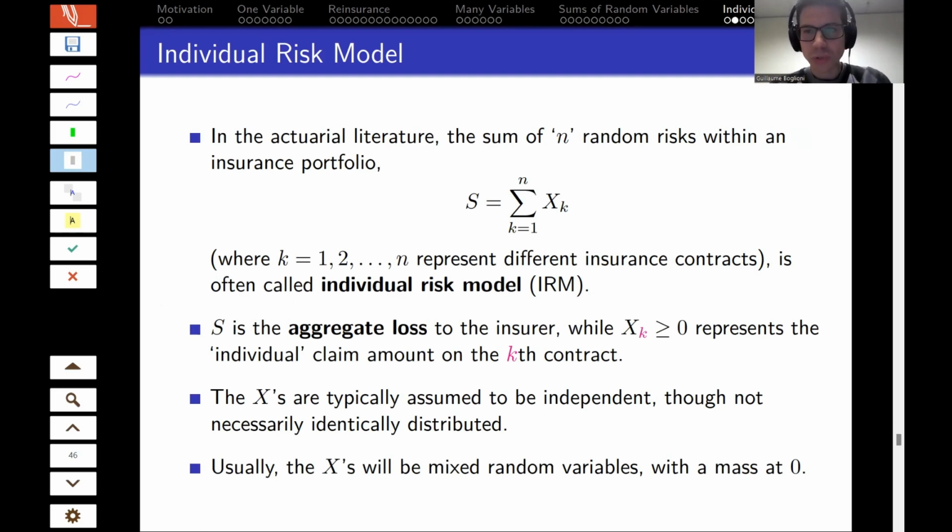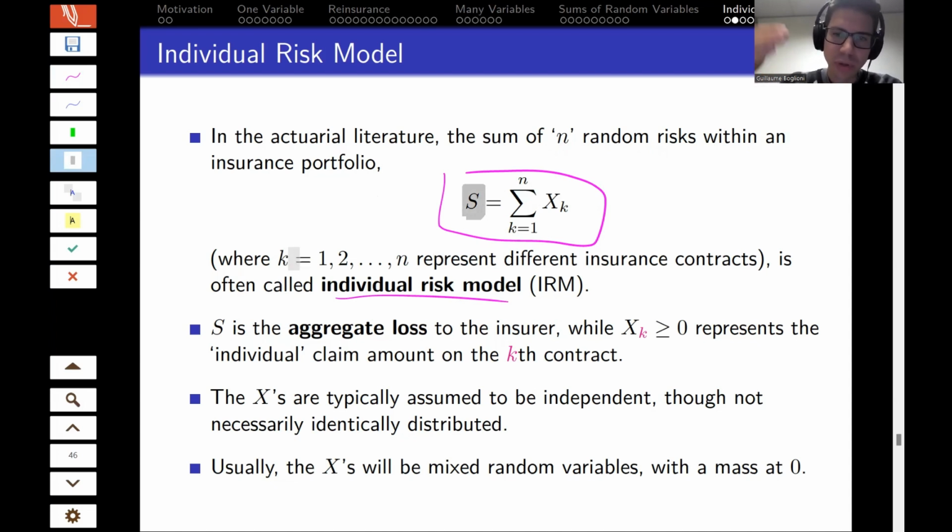But in the actuarial literature, if you pick up a classical actuarial studies textbook, they will often call a sum like that the individual risk model, and it has a certain interpretation. If you sum n random risks in this fashion, using the same notation as before, S will be their sum. But it is understood that the K's, whatever you're summing, represent different insurance contracts, and every XK represents the claim on a specific insurance contract.